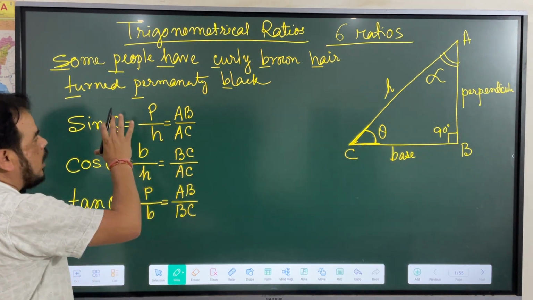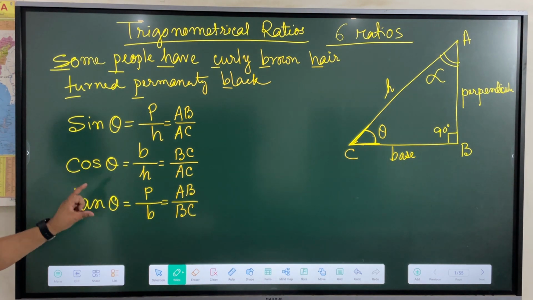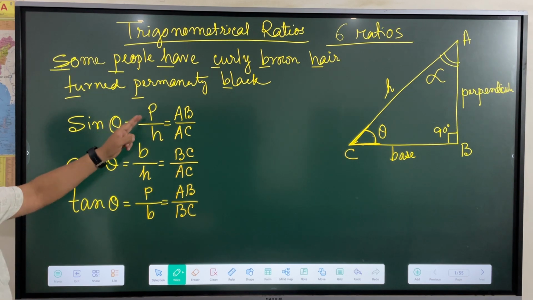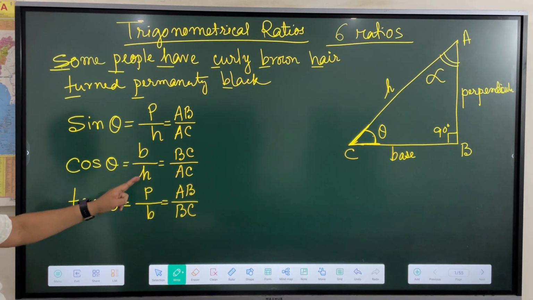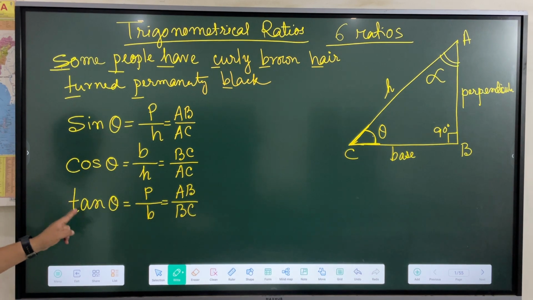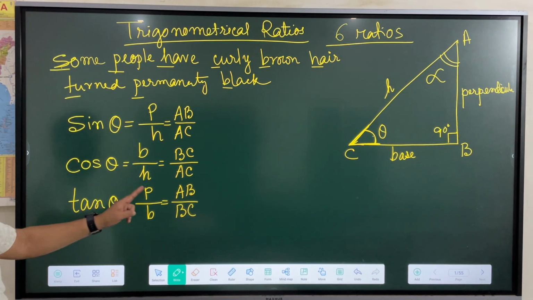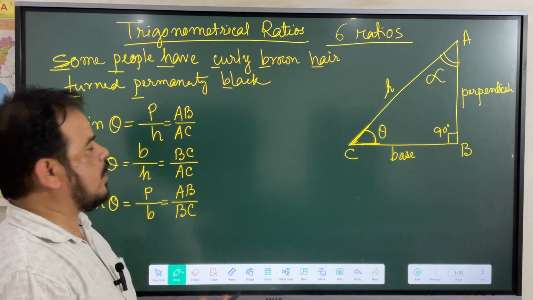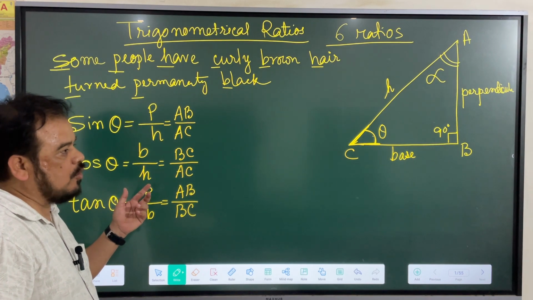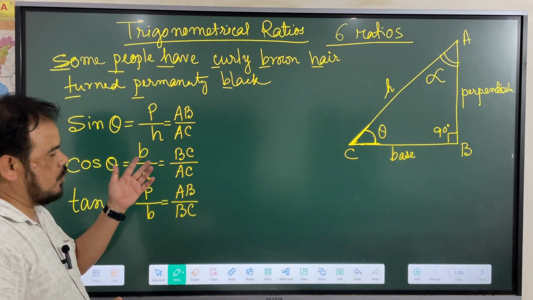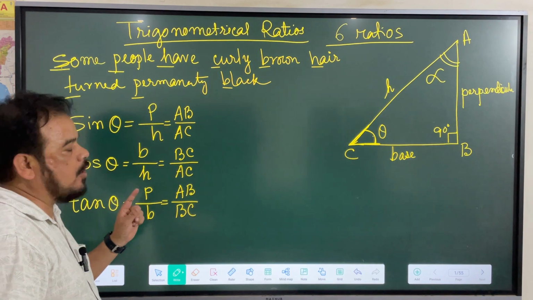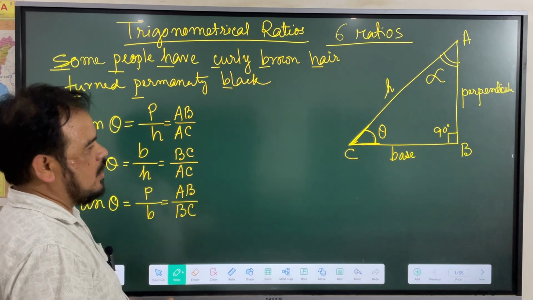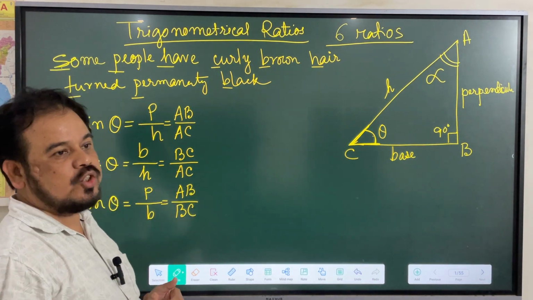So from this right angle triangle we have got three trigonometrical ratios. So sin theta is equal to perpendicular by hypotenuse. Some People Have. Cos theta equals B by H, Curly Brown Hair. Tan theta is equal to P by B, Turned Permanently Black. So this is what you have to learn. Otherwise you may forget P by B, P by A. There will be so many confusions. Sin theta is P by H or B by H. So in order to avoid those confusions, somebody has produced this sentence. From this only we also learned in our school life.